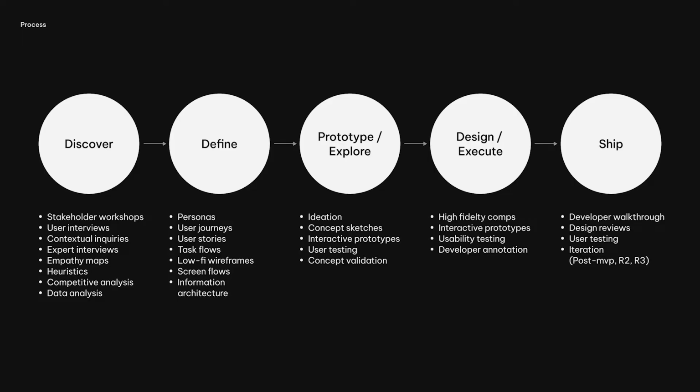Let's jump in. So if you were to look up what is a design process, you will most likely see something similar to this. There are a few different takes on it and different flows and things like that, but they're all generally the same. So I'm going to dive into each step here, but basically what we have is phase 1 is discover, phase 2 is define, phase 3 is a prototype or exploration, phase 4 is designing or executing, and then we finish with phase 6, and that is shipping and potentially iterating.